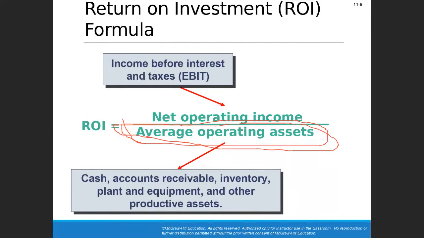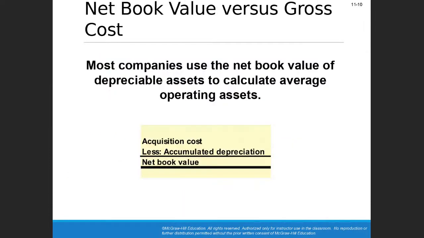But what number do we use for the assets? Well, we're going to use what's called net book value. All right, net book value.